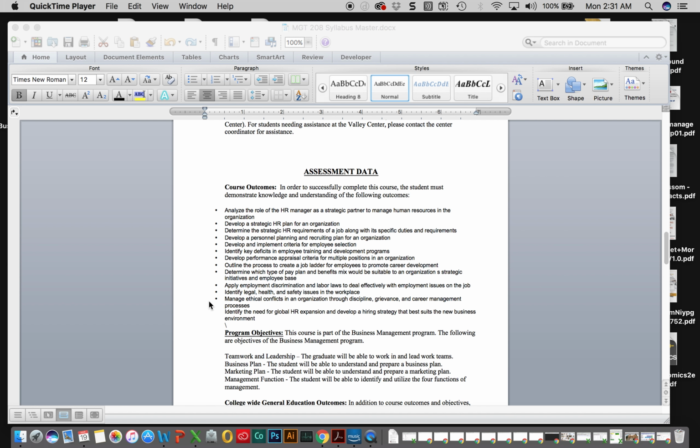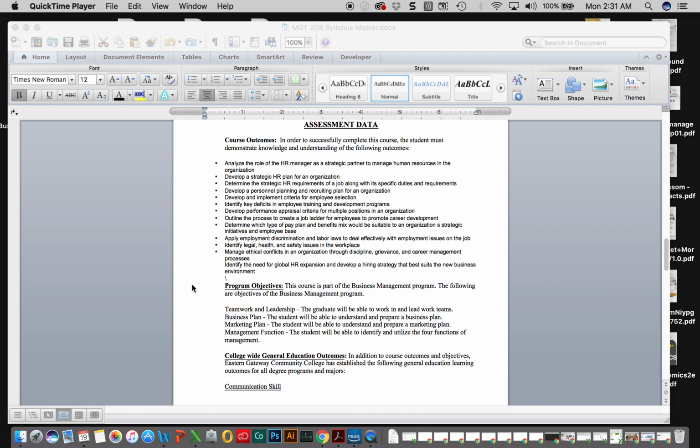What I used to do whenever I would take a course that I wasn't sure about, I'd read all of the assessment data before I started. And then after the course was over, read it again to make sure that I understand all these things now.